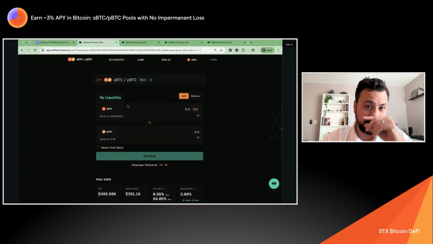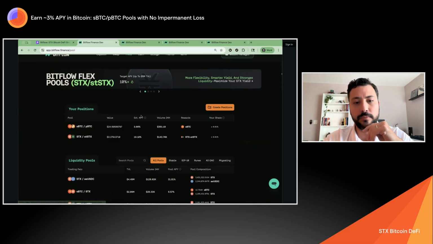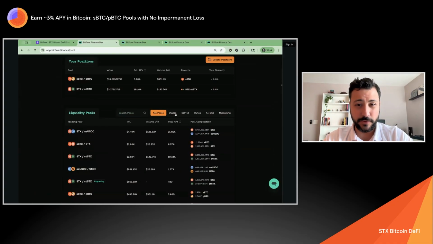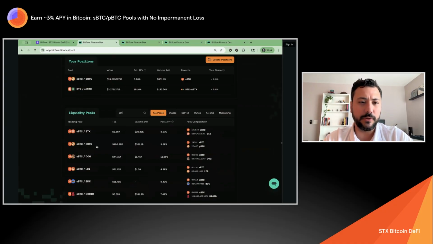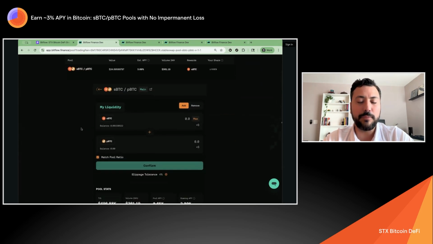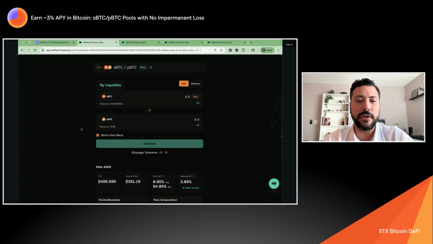You come into the sBTC and pBTC, and again, here in the pools, you can also search by sBTC, or you can filter by stables. So that makes it a little bit easier to find those specific pools. You have your TVL here, which is the total value locked in that pool. You got your volume in the last 24 hours, and then you got your pool APY. Okay, you click over that pool, you're now on the Add Liquidity tab.